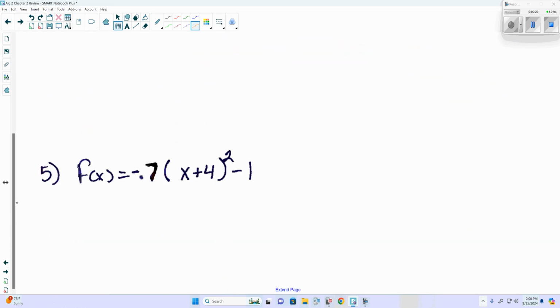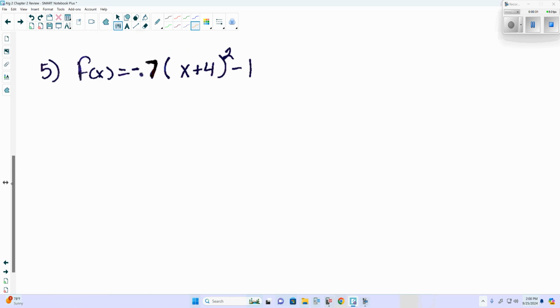Now, when we look at these, we're describing transformations. We have vertical stretch/shrink, reflection across the x-axis, our horizontal translation left/right, and our vertical translation up/down. There will not be a reflection across the y-axis or a horizontal stretch and shrink. I will not put those on the test. They are not on there. So here we only have four transformations. We have the negative, we have the 0.7, the plus 4, and the minus 1.